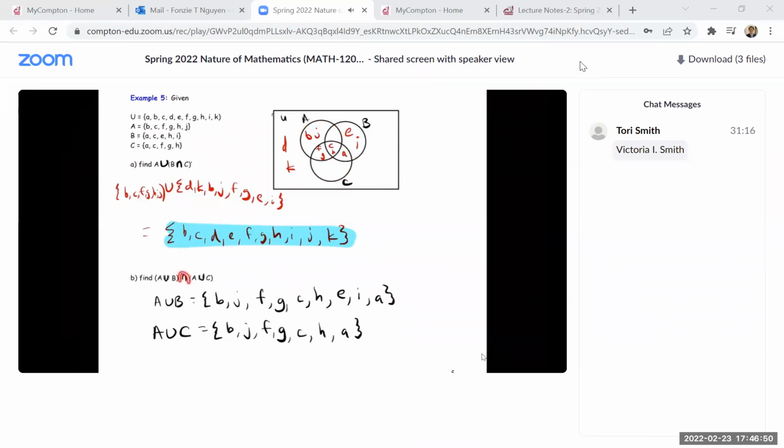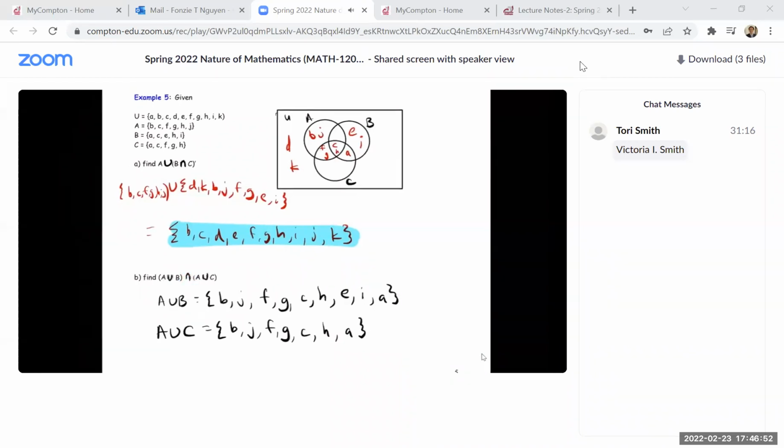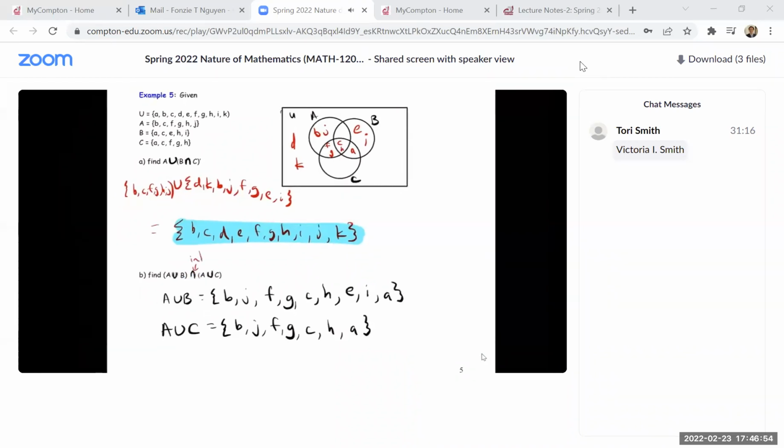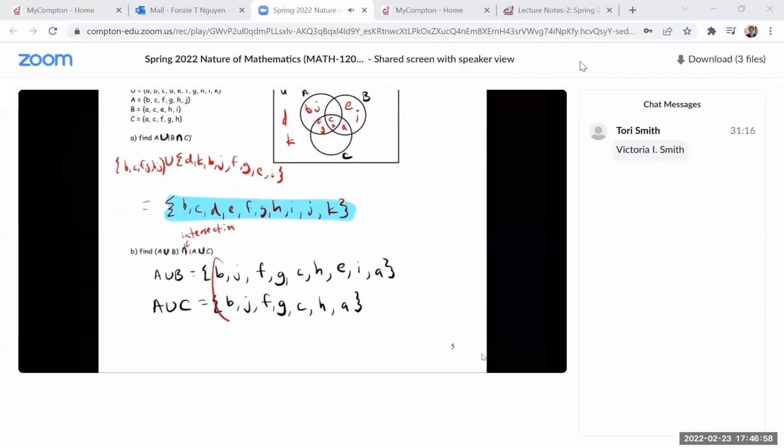Now we have to find the intersection. That means what's common, right? I see a B, an F and a G, a C, an H, an A, a J. That's it, right? B, J, F, G, C, H, A.